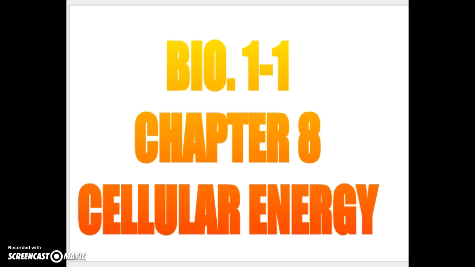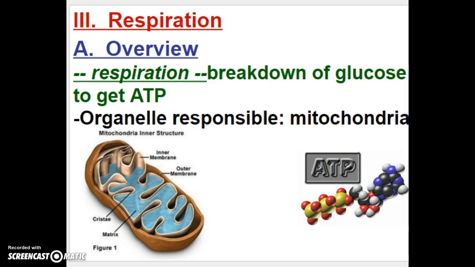Welcome to part 2 of chapter 8, cellular energy. In this portion, we will discuss the process of cellular respiration that occurs in both plants and animals. Basically, what respiration is, is the breakdown of glucose to get ATP for the cell. Remember, our organelle, the powerhouse of the cell, is the mitochondria because it generates that energy for the cell.